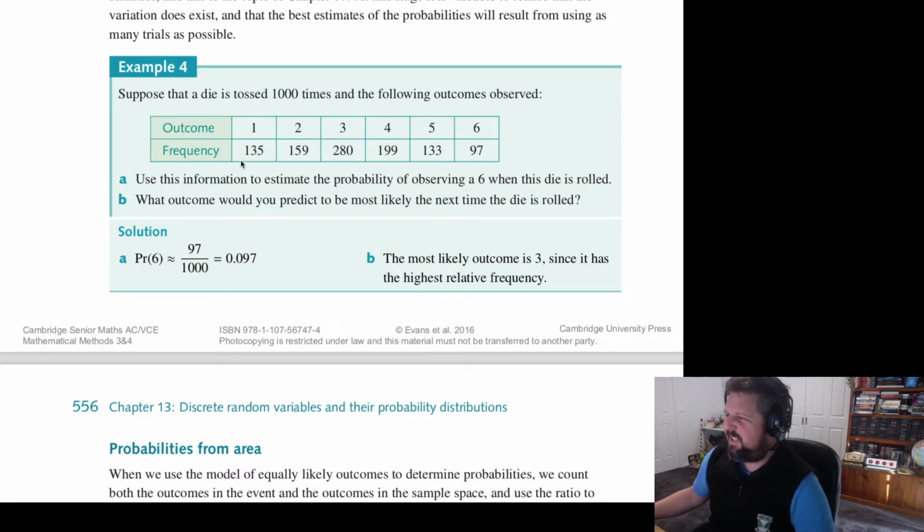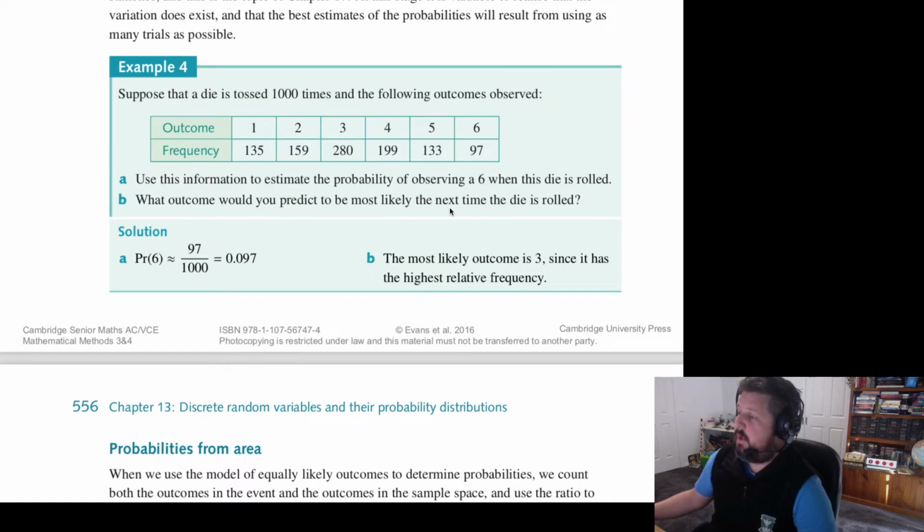So in this particular case, it says use the information to estimate the probability of observing a 6 when the die is rolled. So again, you can see here where the 6 was rolled, it happened 97 times. So using the formula above, we can put the number of events of 6 divided by the number of trials, which we did 1,000. So the probability of getting a 6 is going to be approximately equal to 97 out of 1,000 based on this here, which is 0.097.